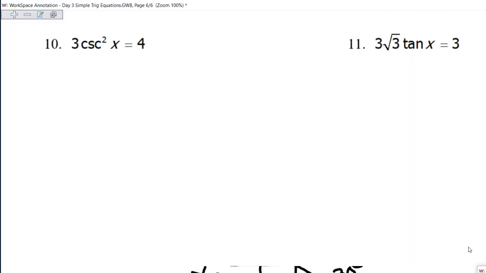Next one, number 10, what would I do first? Divide both sides by 3.